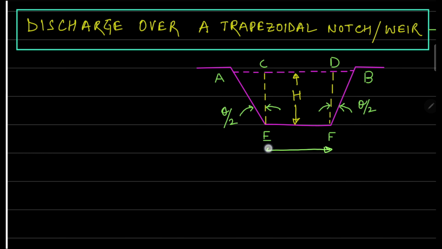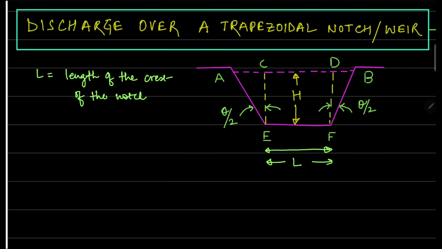So length of notch is the width of the base, this is L. So this L is your length of the crest of notch, and capital H is your height of the water over the notch.